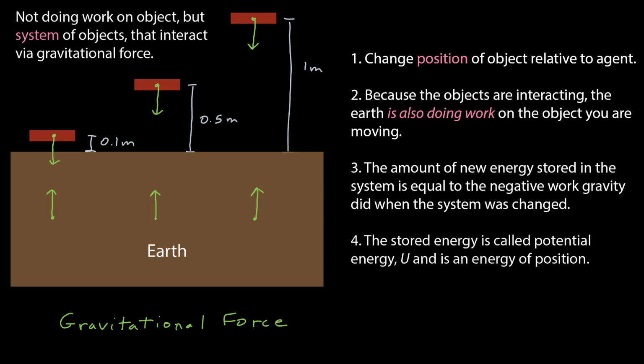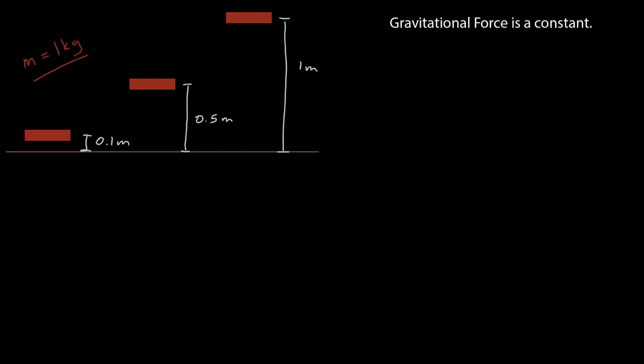That stored energy is called potential energy. It has a label U, and it is an energy of position. Just like kinetic energy was an energy of motion, the potential energy depends on the configuration of interacting objects. And we have a simple expression to find changes in gravitational potential energy. The change in gravitational potential energy is equal to the negative work done by gravity on the object that was moved.